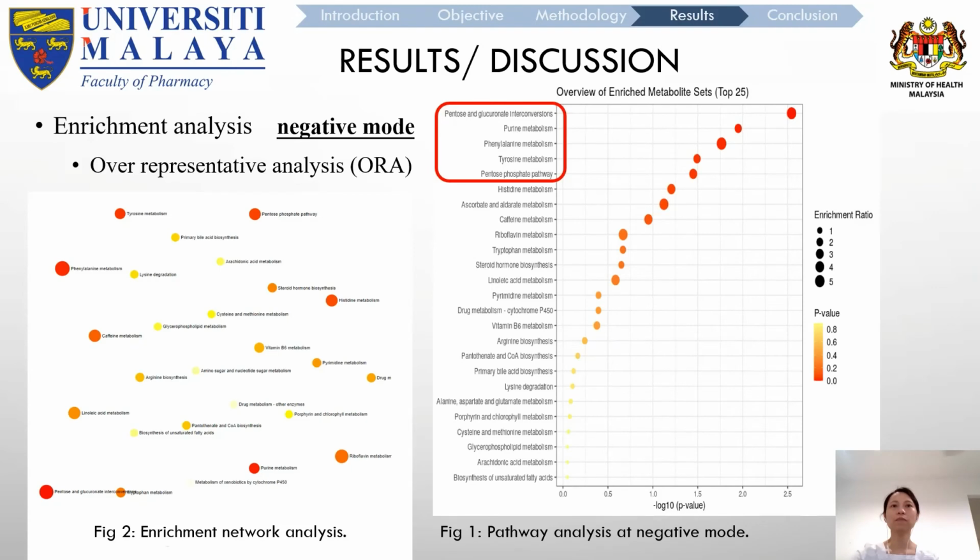We also perform features in negative mode for the enrichment analysis. 5 pathways are significantly found, which are pentose and glucuronate interconversion, purine, phenylalanine, tyrosine, and pentose phosphate pathway. Figure 2 is the same result in the network analysis graph.